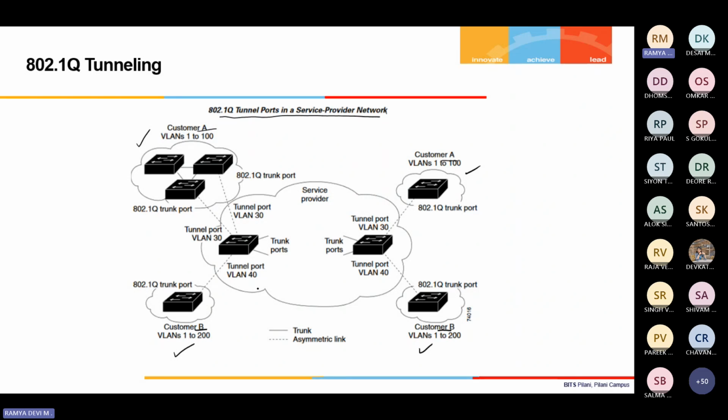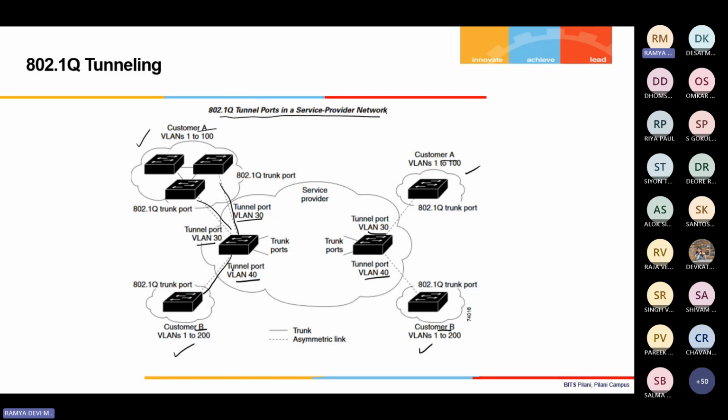The service provider network consists of multiple tunnel ports, which will be configured with S-VLAN identifiers. In this example, VLAN 30 is for customer A's tunnel port and VLAN 40 is for customer B's tunnel port. As you can see here, 30 is assigned to customer A and VLAN 40 is assigned to customer B. These tunnel ports will add an outer VLAN tag.